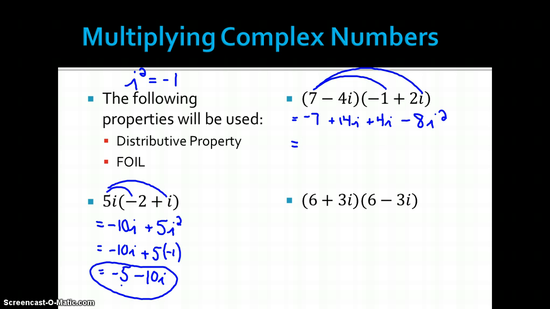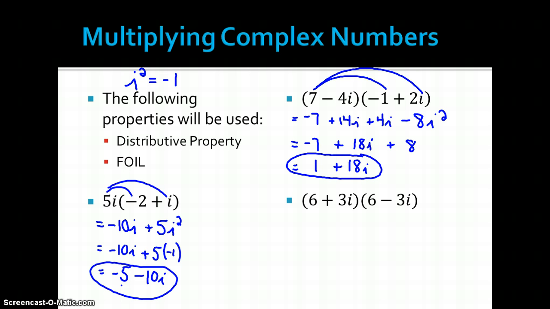So we now simplify this. The -7 stays as it is. 14i plus 4i is plus 18i. And then -8 times -1 is positive 8, because remember, i squared is -1. So -7 and positive 8 will give me positive 1 plus 18i. So we simplify that down there.